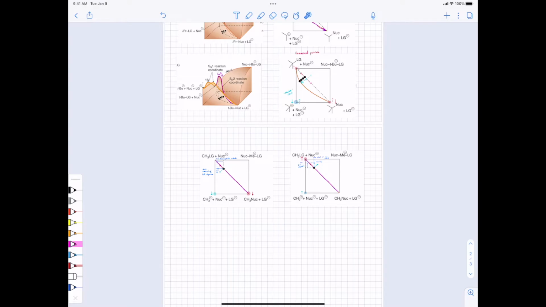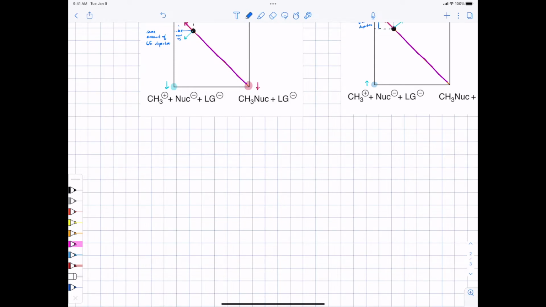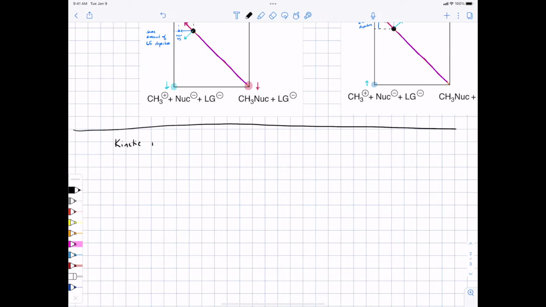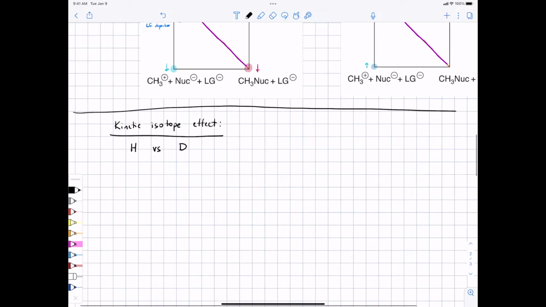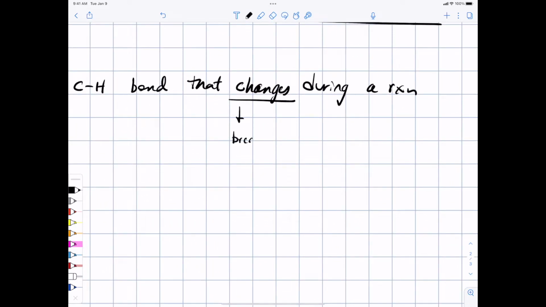I'm now going to transition to chapter 8, and we're going to talk about a pretty important subject called kinetic isotope effects. And this is one of the ways you can try to figure out experimentally which bonds are changing in the rate determining step, in the transition state of the rate determining step. So the idea behind kinetic isotope effects is you're going to substitute hydrogen versus deuterium at a CH bond that changes during a reaction. And by changes, we mean either breaks or changes hybridization.